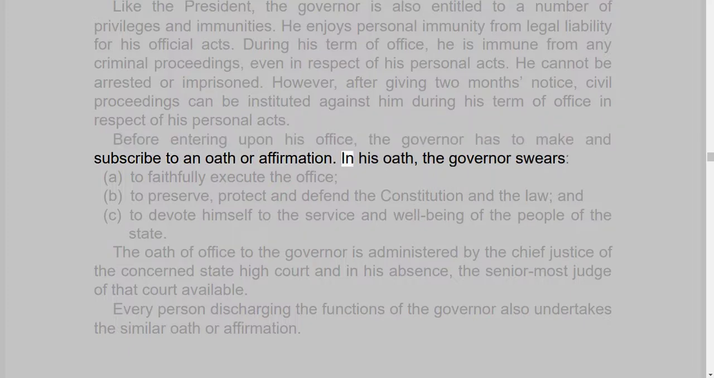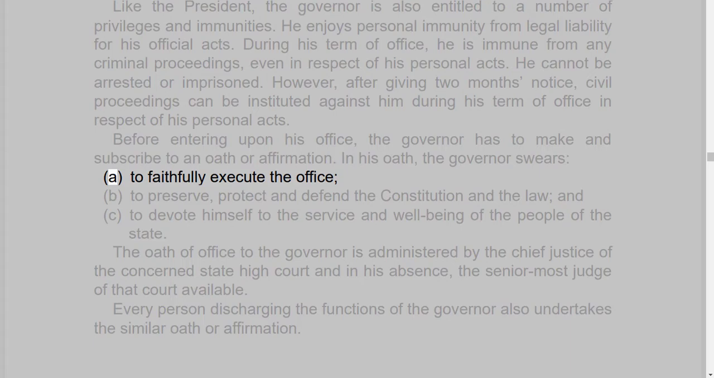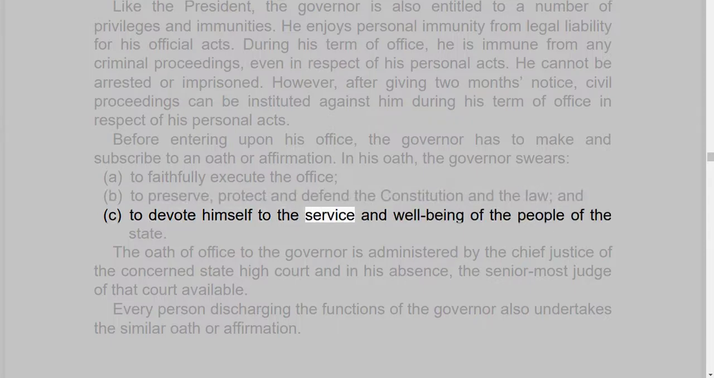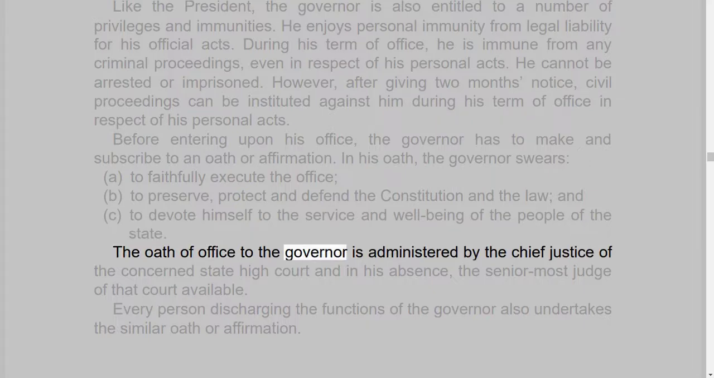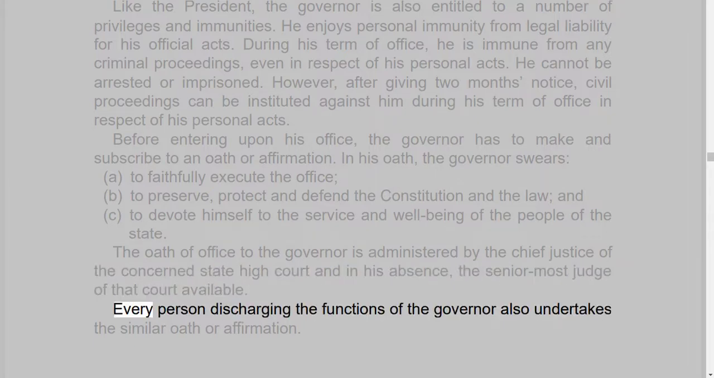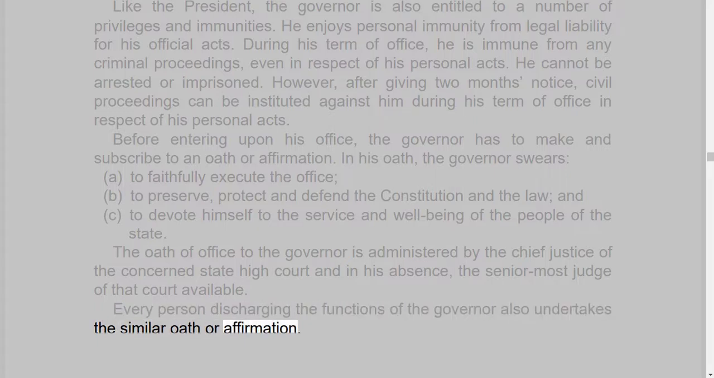Before entering upon his office, the governor has to make and subscribe to an oath or affirmation. In his oath, the governor swears A. to faithfully execute the office, B. to preserve, protect, and defend the Constitution and the law, and C. to devote himself to the service and well-being of the people of the state. The oath of office to the governor is administered by the Chief Justice of the concerned state high court, and in his absence, the senior-most judge of that court available. Every person discharging the functions of the governor also undertakes a similar oath or affirmation.